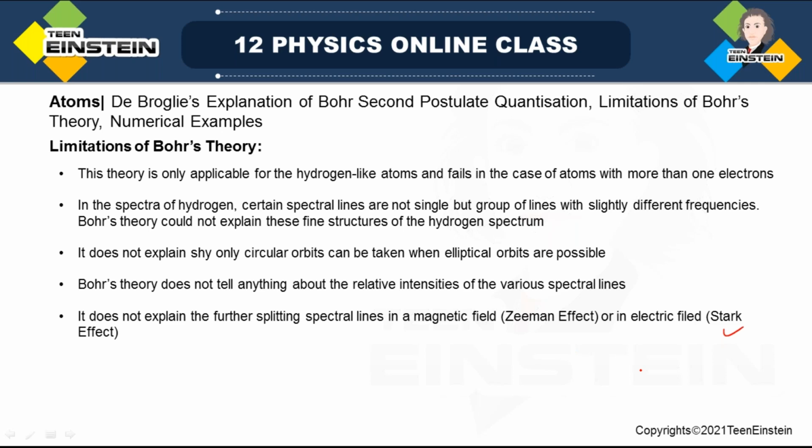When you apply an electric field, we also see further splitting of the spectral lines. Splitting of the spectral lines in the presence of a magnetic field is called the Zeeman effect, and splitting in the presence of an electric field is called the Stark effect. These two effects could not be explained by Bohr's theory. So these were the limitations of Bohr's theory.